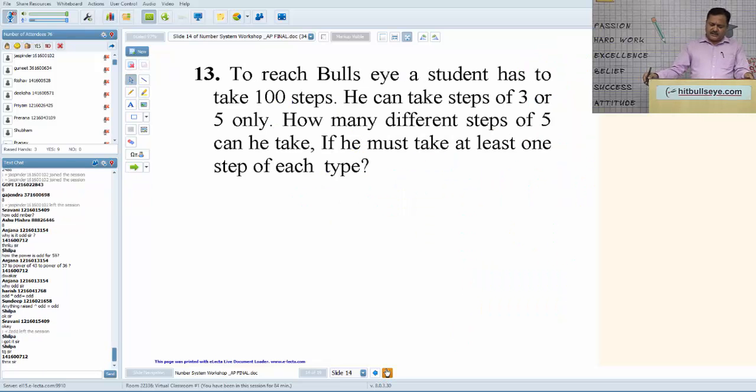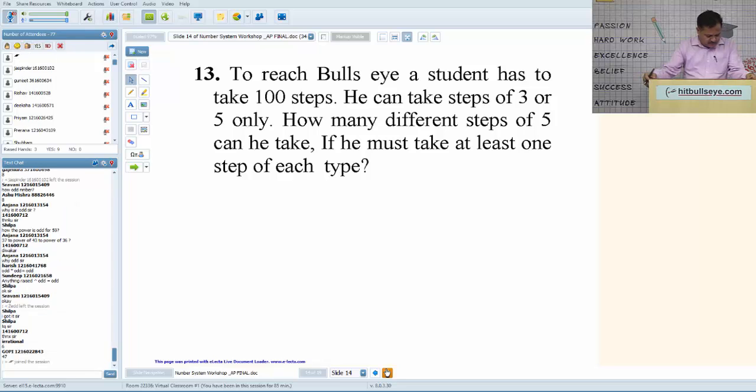To reach the bullseye, a student has to take 100 steps. He can take steps of 3 or 5, 3 steps at a time or 5 at a time. How many different steps of 5 can he take if he must take at least 1 step of each kind? Let us try this question.